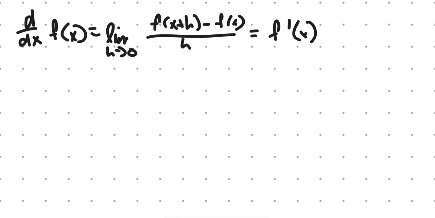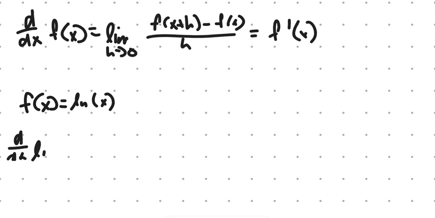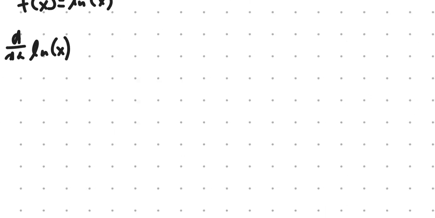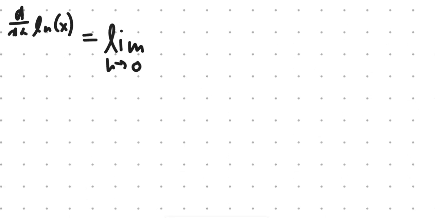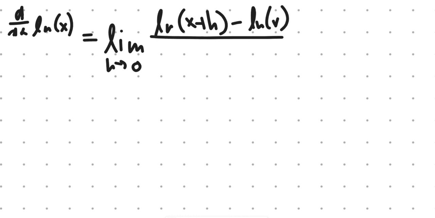Now, if we want to prove this formula, I have to use the definition of the derivative, which states that the derivative of f of x is the limit as h approaches 0 of f of x plus h minus f of x, divided by h, which is also equal to f prime of x. Now, if we let f of x equal ln of x, then d/dx of ln of x equals the limit as h approaches 0 of ln of x plus h minus ln of x, divided by h.